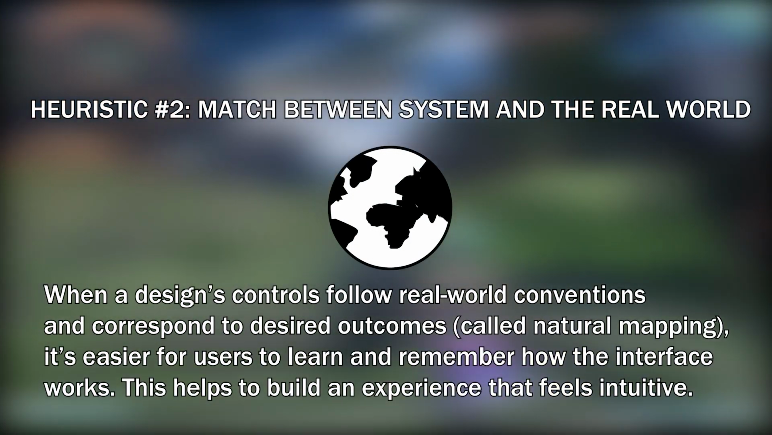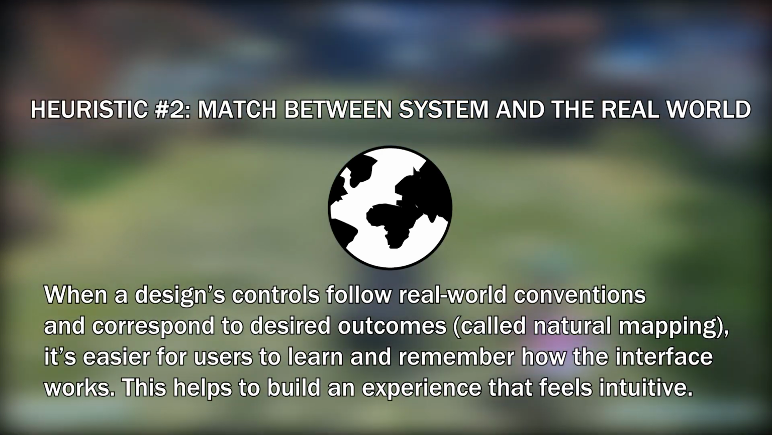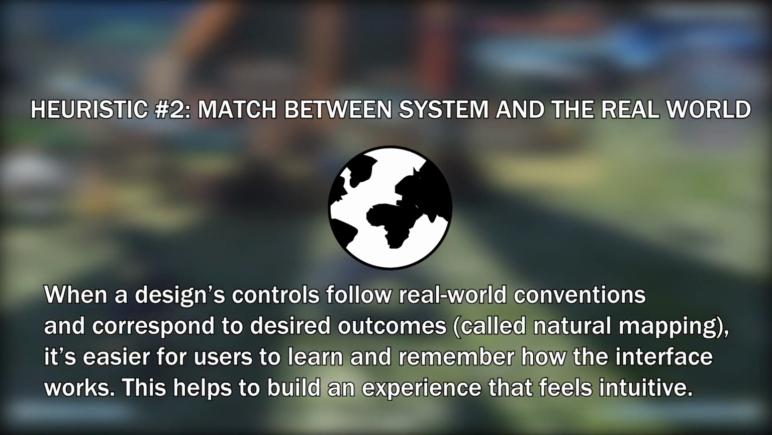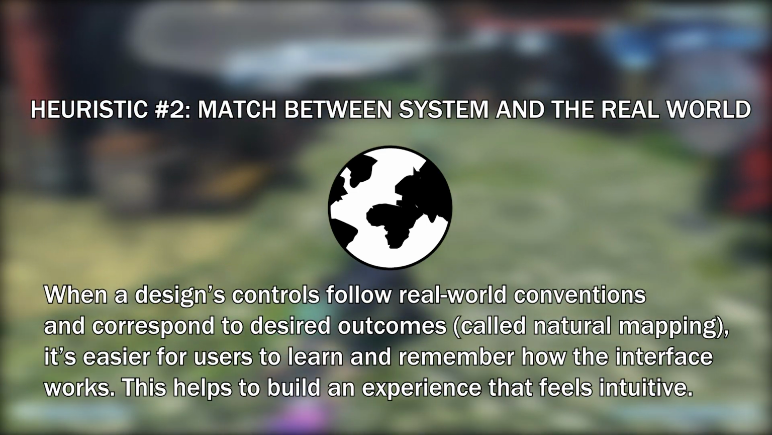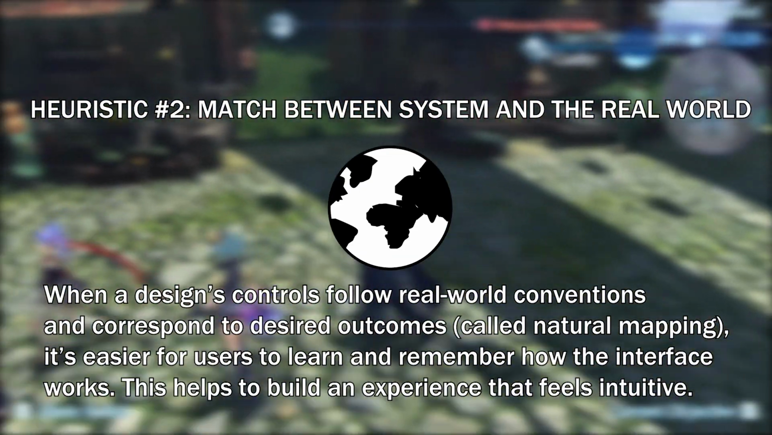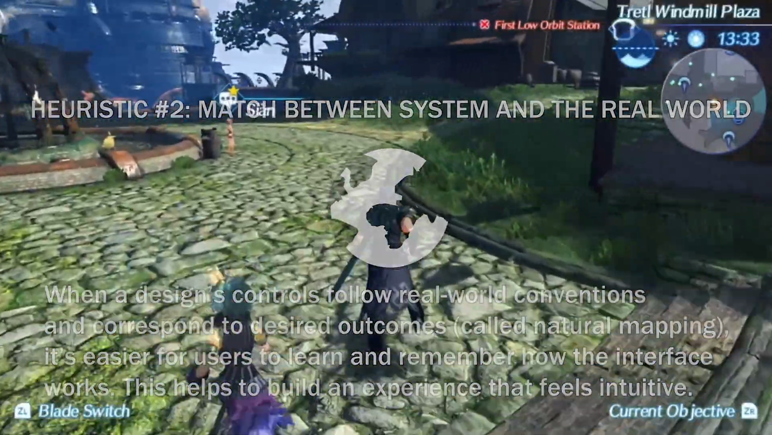Heuristic number 2 is match between system and the real world. When a designer's controls follow real-world conventions and correspond to desired outcomes, it's easier for users to learn and remember how the interface works. This helps to build an experience that feels intuitive.